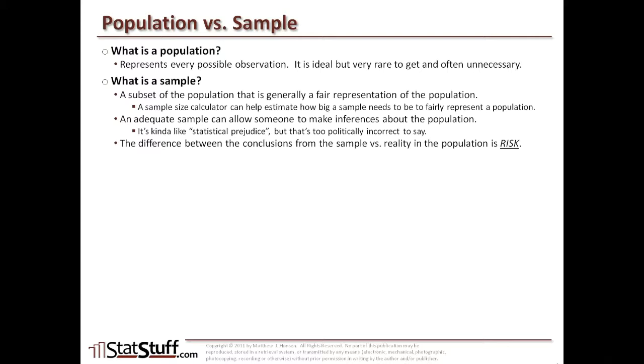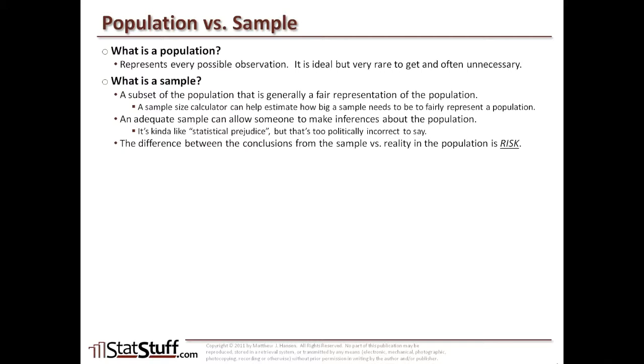Then the difference between the conclusions that we have from the sample versus the reality is risk. And that's really the problem, even the problem that we see with prejudice, that sometimes we're making certain conclusions based off of a small sample or some subset, and we could be wrong from those conclusions, expecting it to apply to a population when maybe it really doesn't.